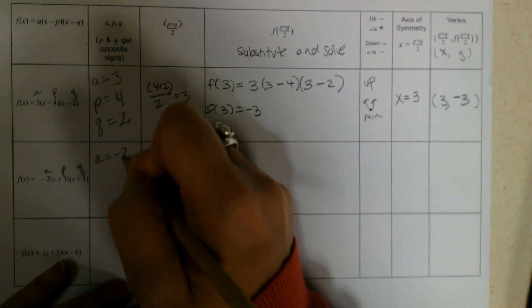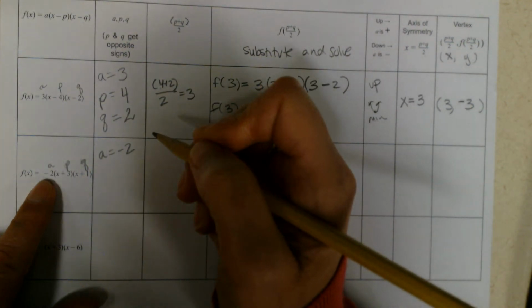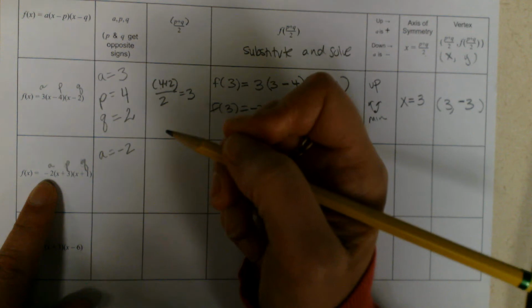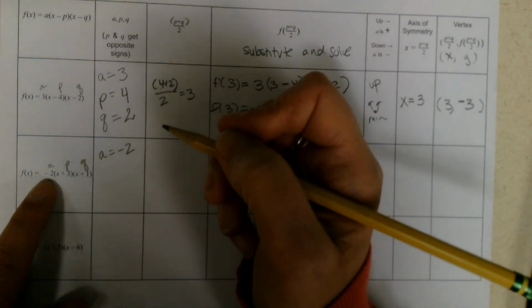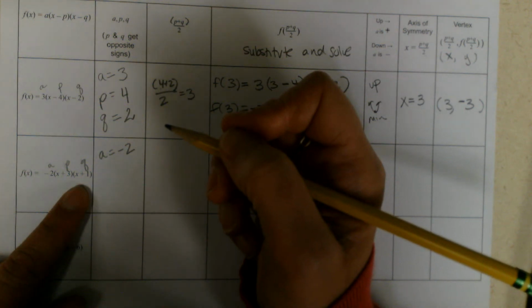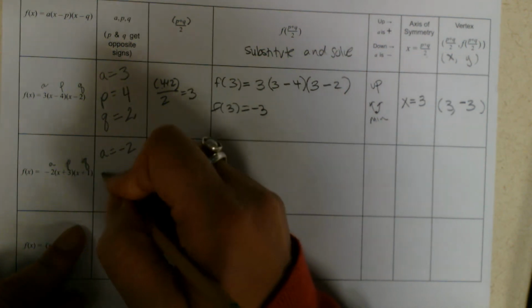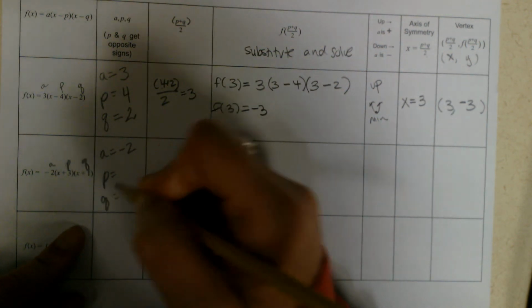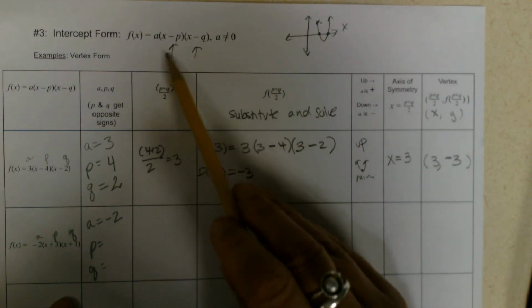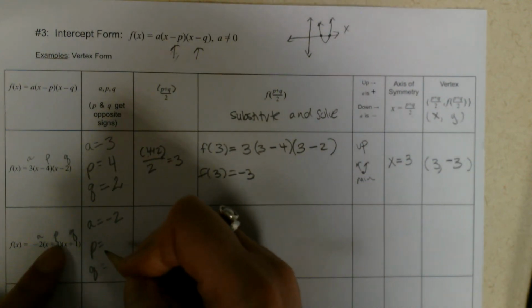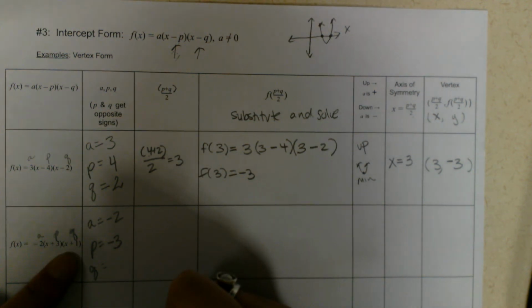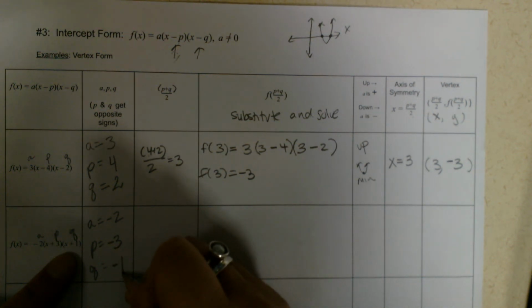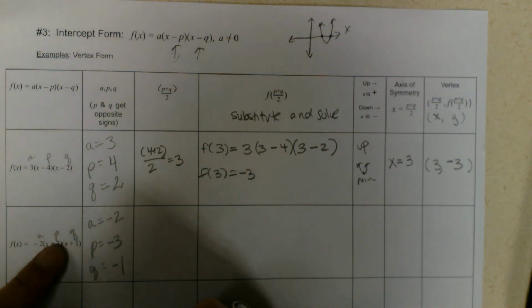Okay, A's symbol or sign stays the same. A equals negative 2 because the function reads f of x equals negative 2 times the quantity x plus 3 times the quantity x plus 1. And A is negative 2. Remember, P and Q, you have to use your opposites because of this minus right here. So here we have x plus 3, so yes, P is going to be negative 3. Here you have x plus Q, Q is going to be a negative 1, so they're opposite.